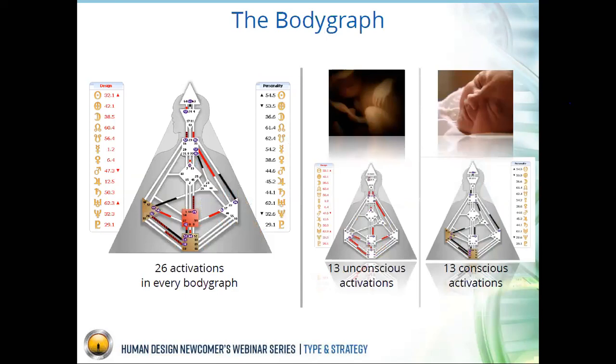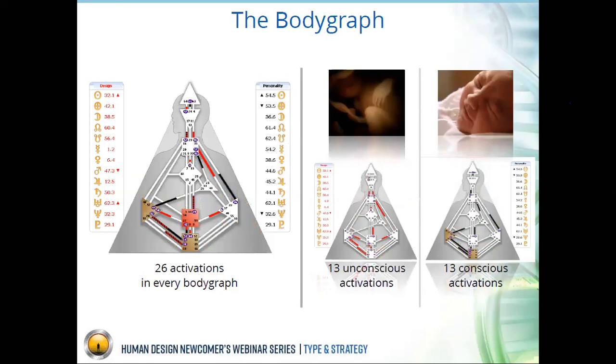And this is my chart. I'm a generator, and this is who I am. We have 13 what we call personality imprints, and 13 what we call design imprints. Personality in black, and design in red.